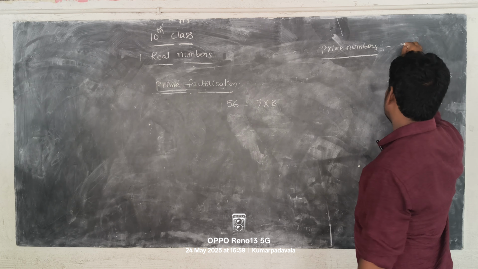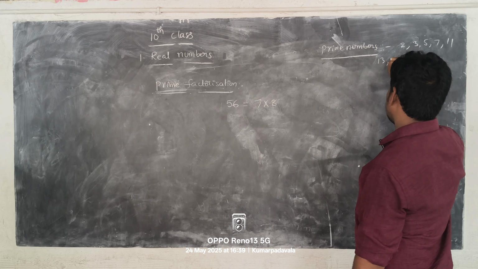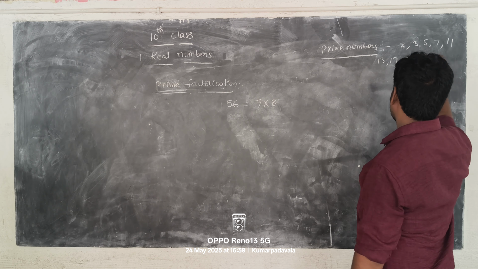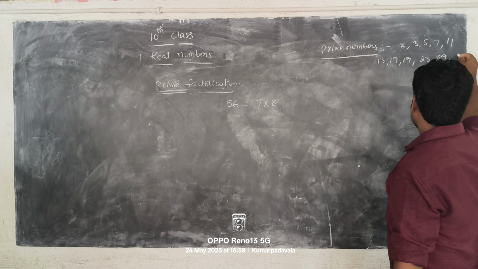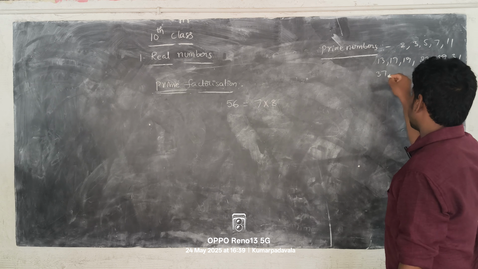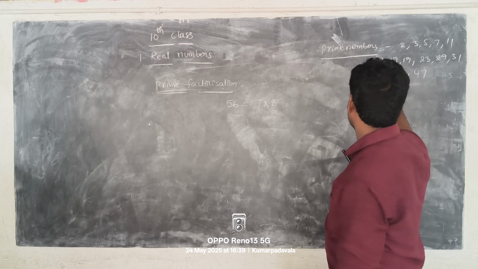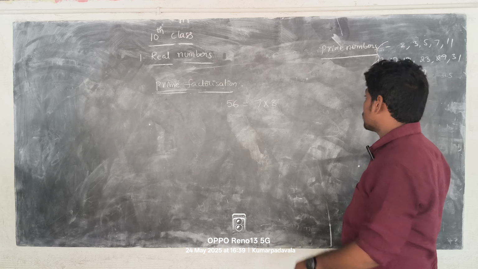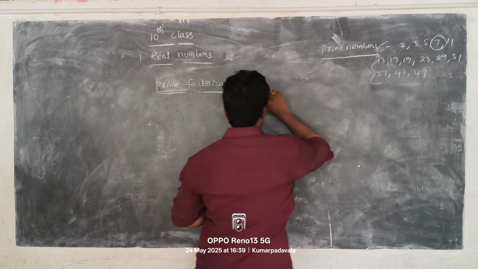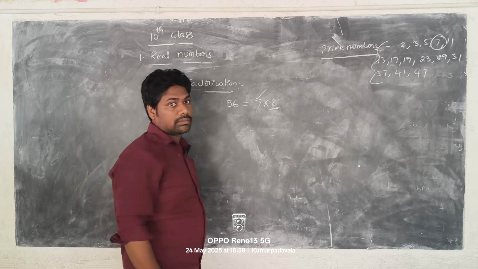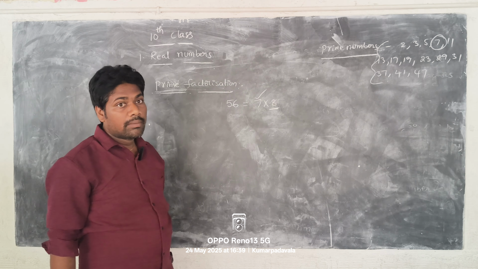We learned yesterday: 2, 3, 5, 7, 11, 13, 17, 19, 23, 29, 31, 37, 41, 47. Yesterday we discussed prime numbers. So all of these are primes. In this, 7 is there but 8 is not there. 8 is an even number, a composite number, so this is not a prime factorization.